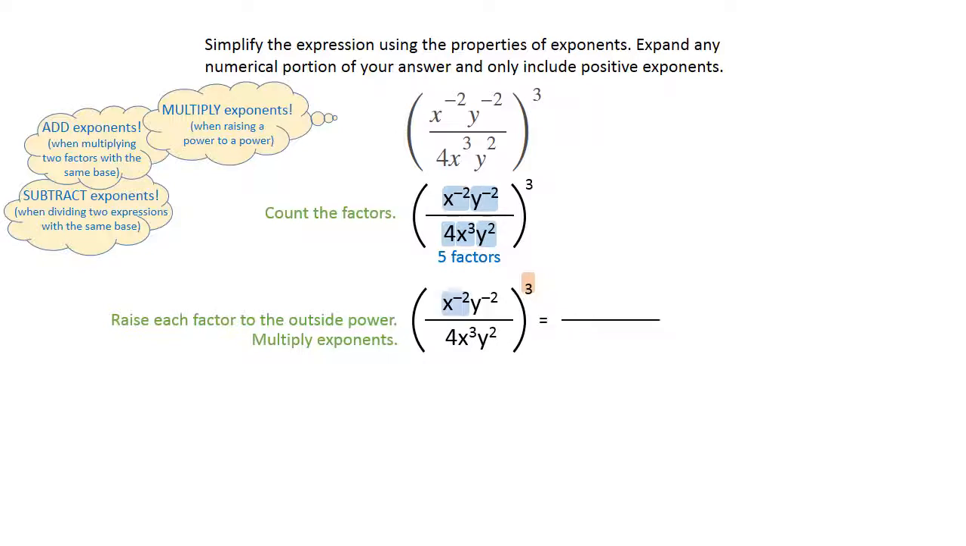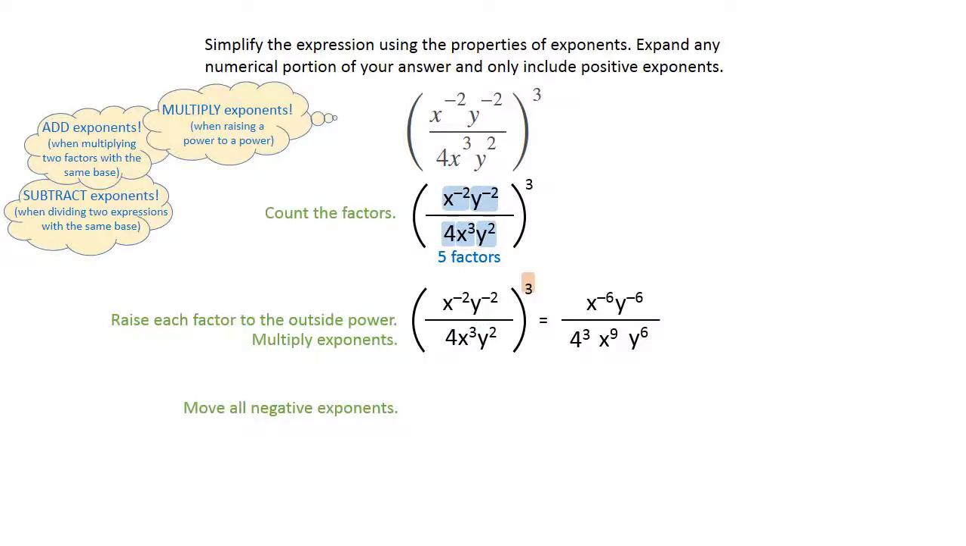And now draw yourself a dividing line and look at your first factor, which is x to the negative 2. Multiply those exponents. Negative 2 times 3 is x to the negative 6. Multiply the y exponent, so it's negative 2 times 3, negative 6 again. On the bottom, don't forget about that 4. The 4 gets a 3 as an exponent on it. The x cubed, 3 times 3 is 9. And the y squared, 2 times 3 is 6.